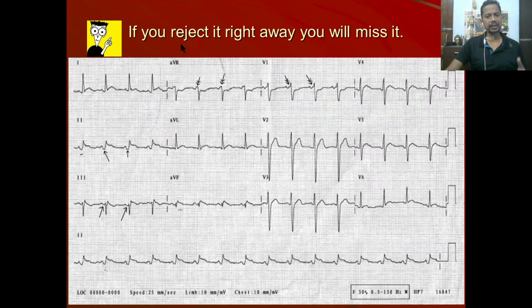So if you reject this diagnosis, you will miss the diagnosis. You have to diagnose it, because trop T is positive even though the ECG looks normal. Look at the ECG again, look at the P waves, look for posterior wall MI also.